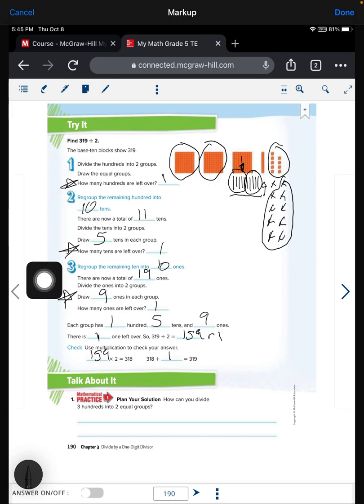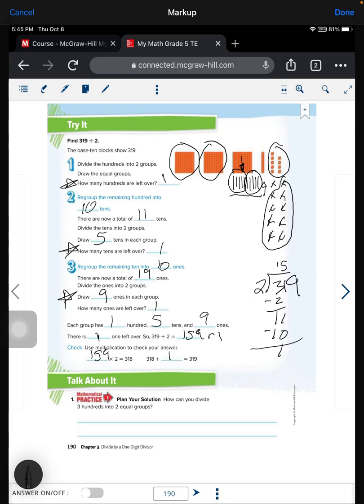Now that seems really complicated to do all of that when it could just be easier to do this. 2 will go into 3 once. 1 times 2. 2 will go into 11 at least 5 times. 5 times 2 is 10. Bring down the 9. 2 will go into 19. 9 times 2 is 18 with remainder 1. I definitely did this way faster, but this book wants you to understand how to do this method as well.